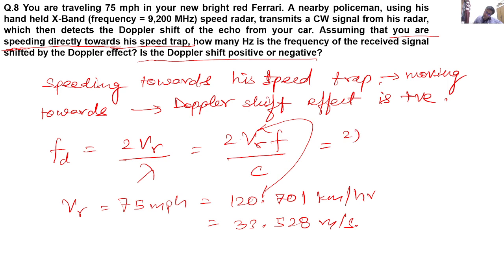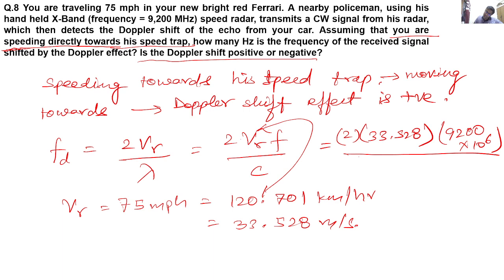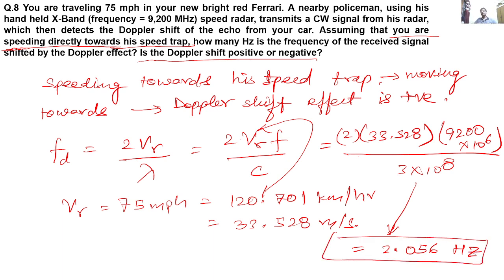Okay, so let's substitute in this question. We will get 2 times 33.528 times 9200 megahertz, meaning 10 to the power 6, divided by 3 into 10 to the power 8. The answer we get is 2.056 hertz. That would be the Doppler frequency.